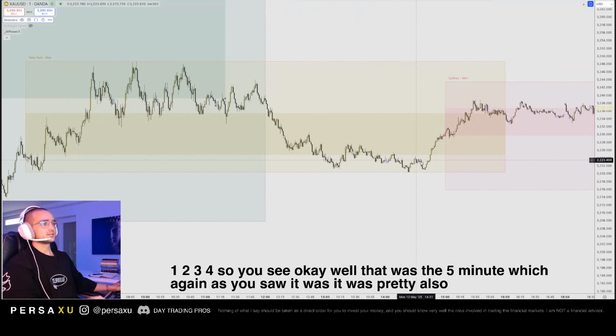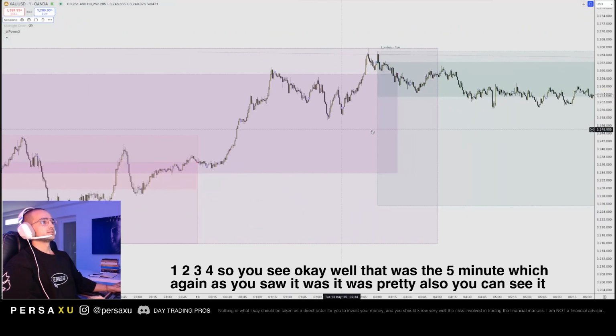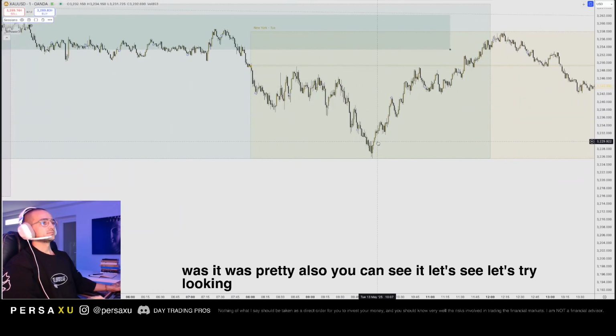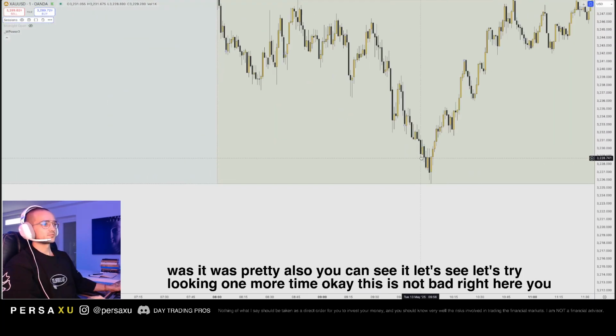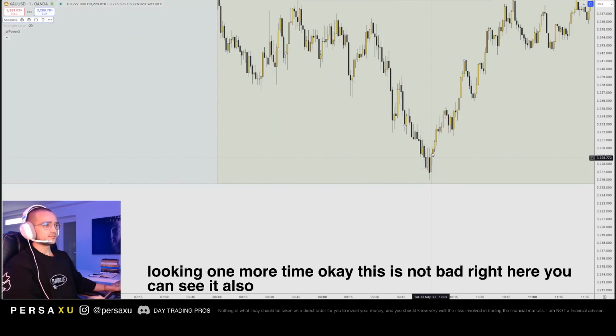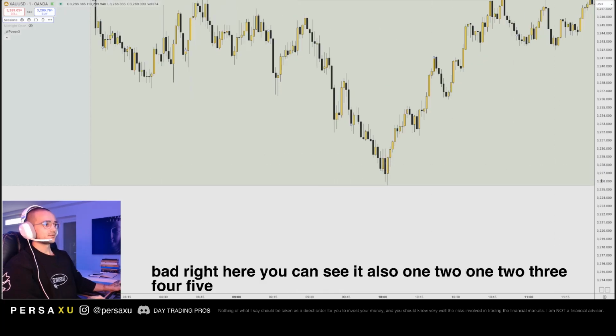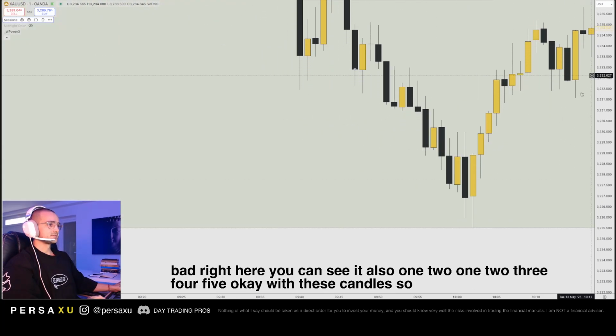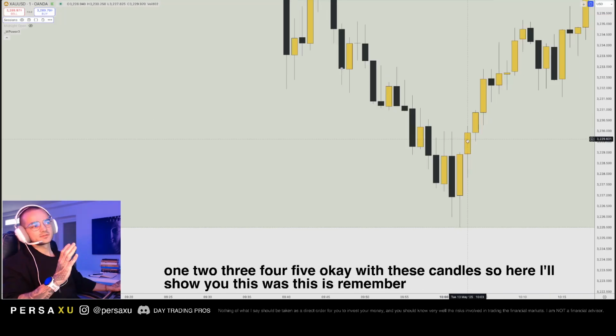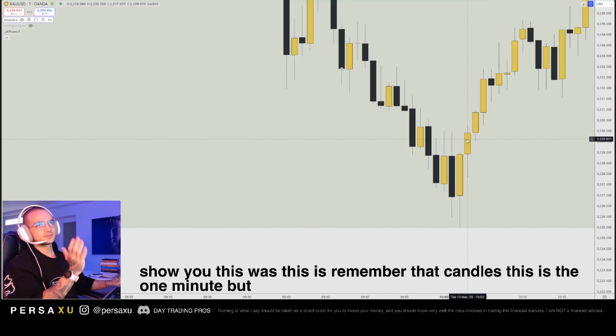You can see it. Let's see. Let's try looking one more time. Okay, this is not bad right here. You can see it also. 1, 2, 1, 2, 3, 4, 5. Okay, with these candles. So here I'll show you. Remember that candles, this is the 1 minute, but also there's 30-second candles.